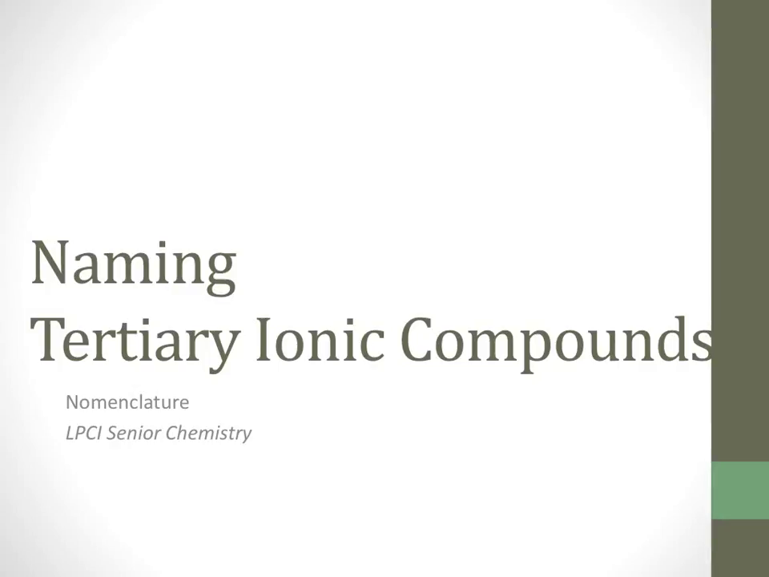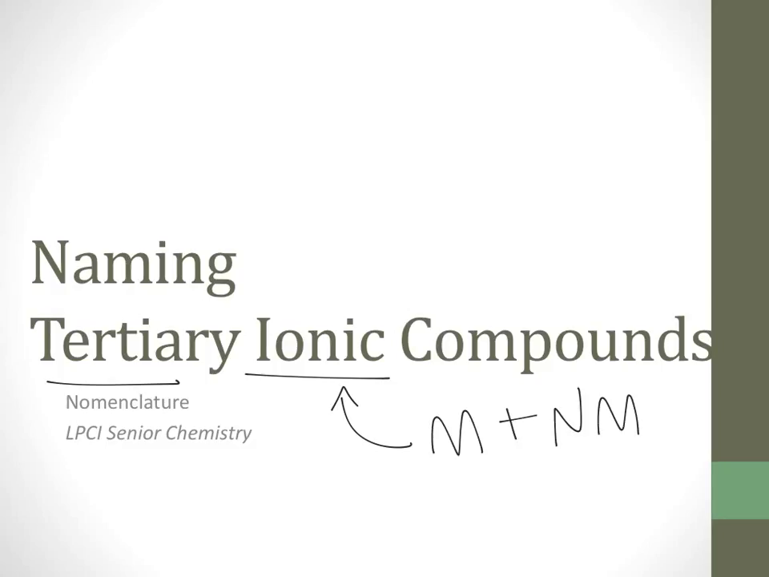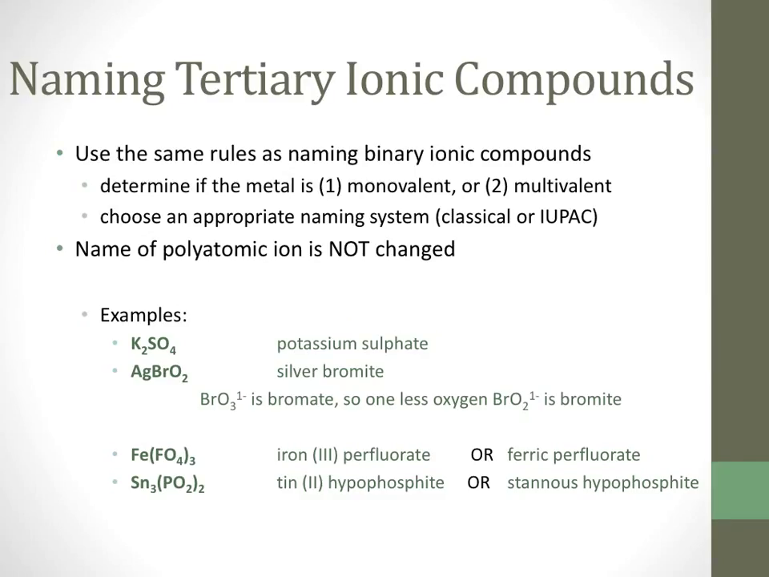In this tutorial, we will be naming tertiary ionic compounds. So we're still dealing with compounds made from metals and nonmetals. However, they tend to contain 3 different elements. When naming tertiary ionic compounds, we still need to determine whether the metal is monovalent or multivalent.